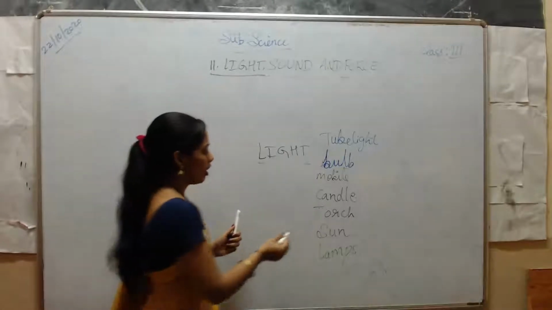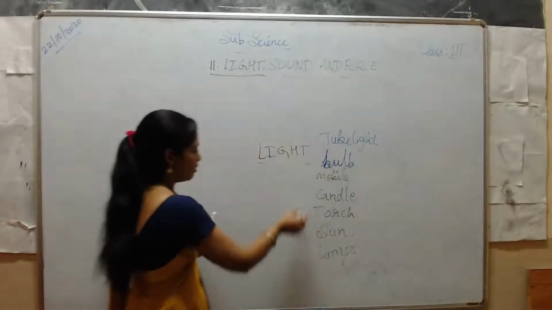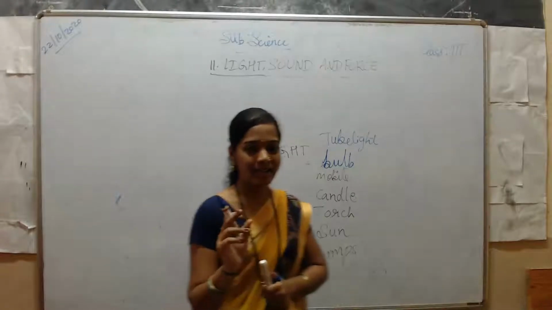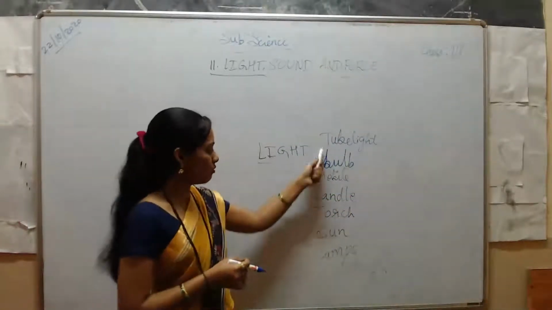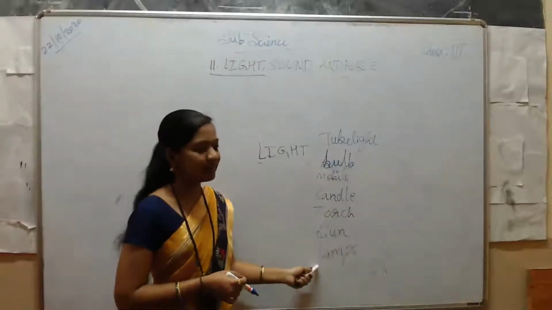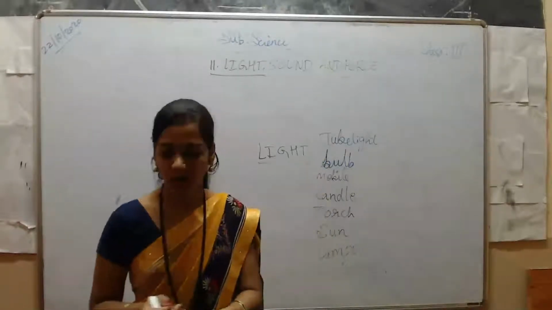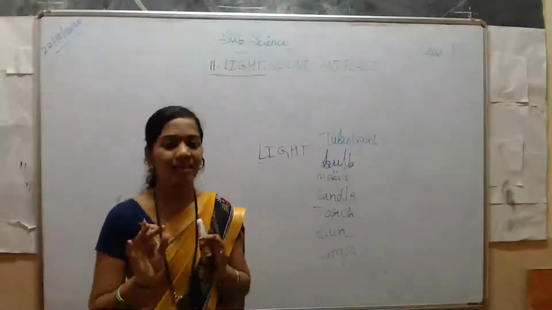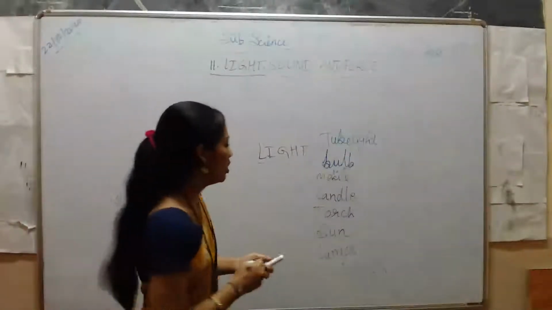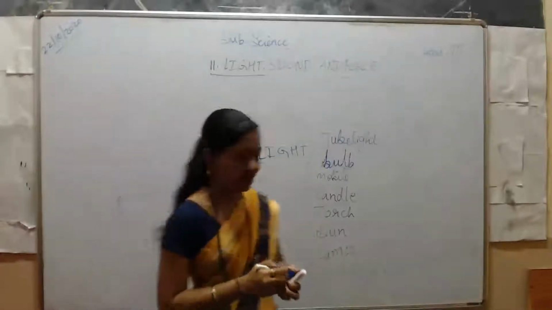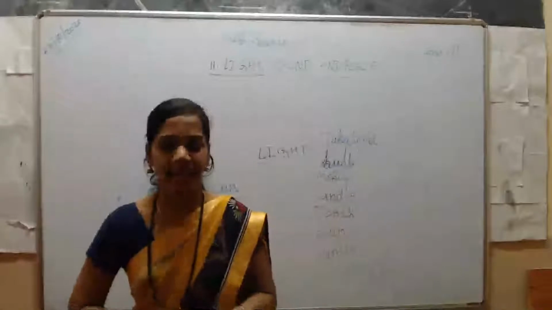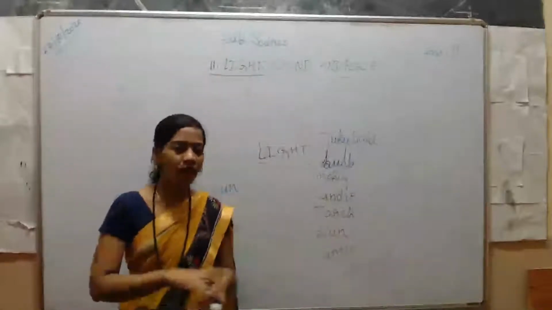For all these things on the earth, the sun is the main source of light, right? When light from these objects falls on any object, we can see that object. So in this, the sun is the main source of light. The light emits from the sun only.